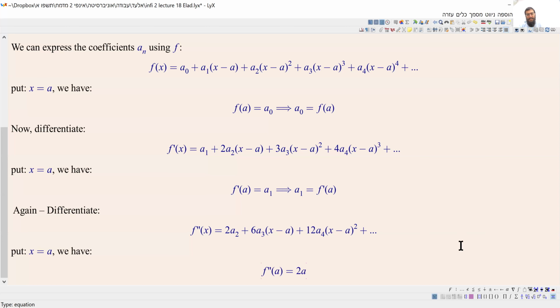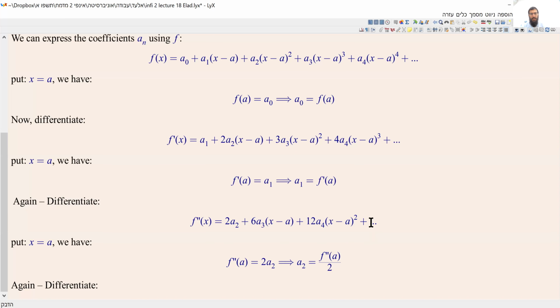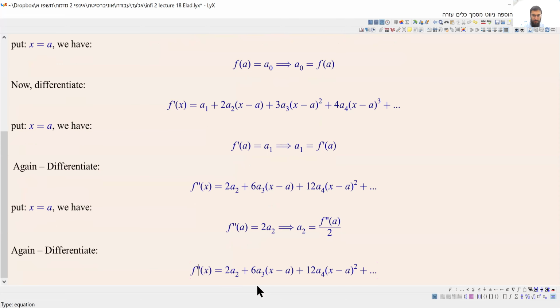We have 2a2 is the second derivative, meaning that a2 is actually not the second derivative, as one can think from the first two cases. It's f'' above 2. And for my last magic trick, we differentiate again. We achieve f''' equals 6a3, next one say bye-bye.